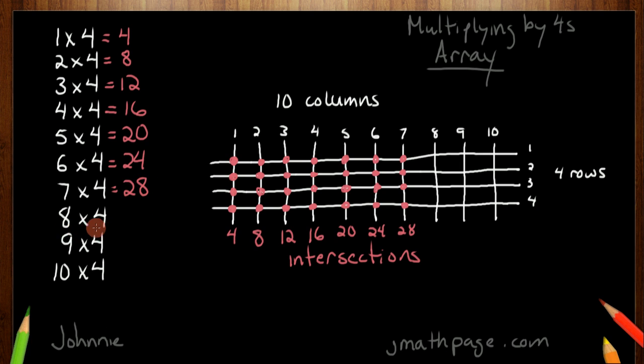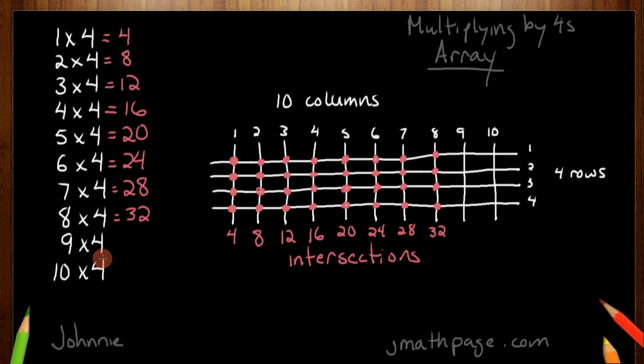8 times 4, 8 columns and 4 rows. Well, let's see. Mark the intersections. Okay, counting on again. 28, 29, 30, 31, 32. Alright, so 32 intersections altogether. 8 columns and 4 rows give us 32 intersections.